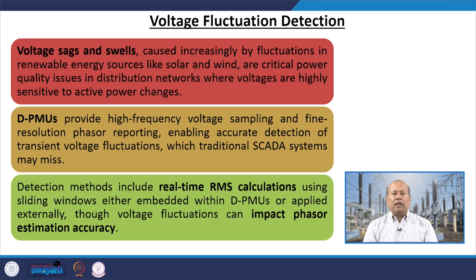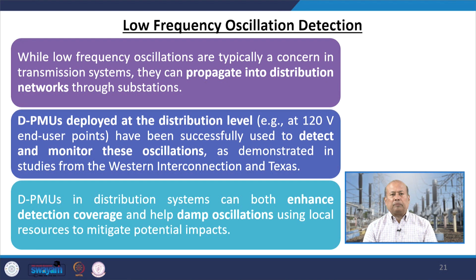D-PMUs provide high frequency voltage sampling and fine resolution phasor reporting, enabling accurate detection of transient voltage fluctuations which traditional SCADA systems may miss. Detection methods include real-time RMS calculations using sliding windows either embedded with the D-PMUs or applied externally, though voltage fluctuations can impact phasor estimation accuracy.